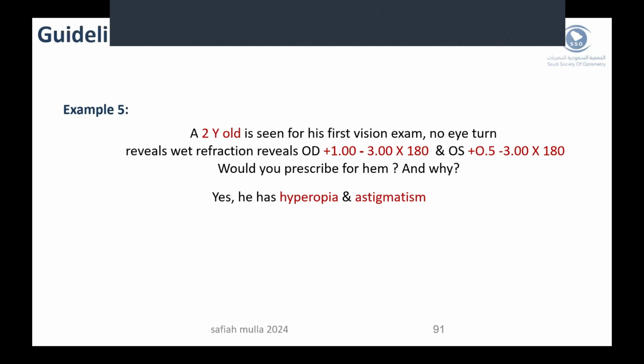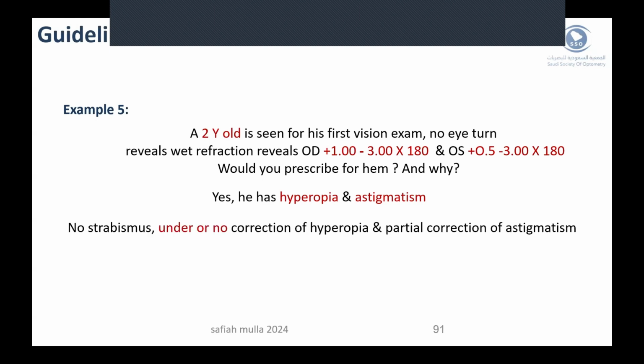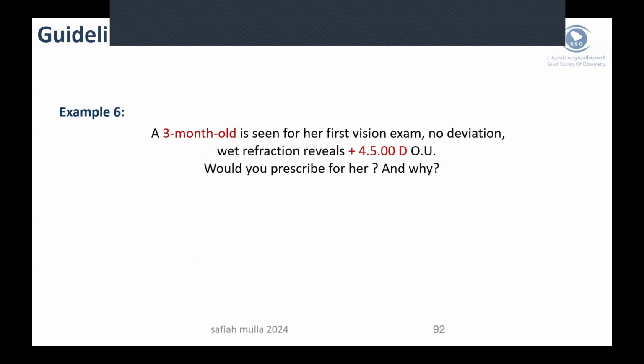So he has hyperopia and astigmatism, so we're going to correct him. He has no strabismus, so we under correct or give no correction of hyperopia. And then we may partially correct the astigmatism by like 3/4 of the correction. And then next time we see if we can give them the maximum amount of that refraction. Okay. Good job. Management, so correction to maximum visual acuity. And then again, you should monitor the child frequently. Good job.